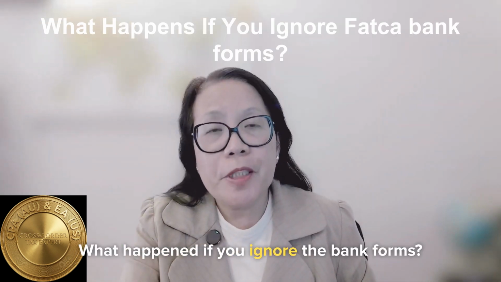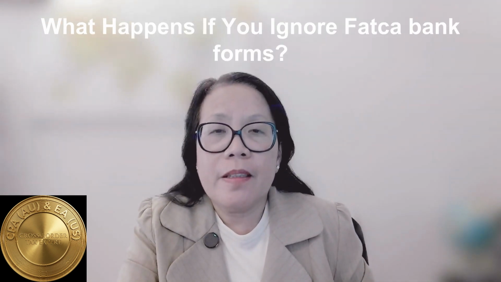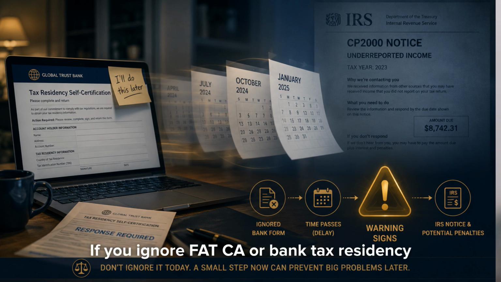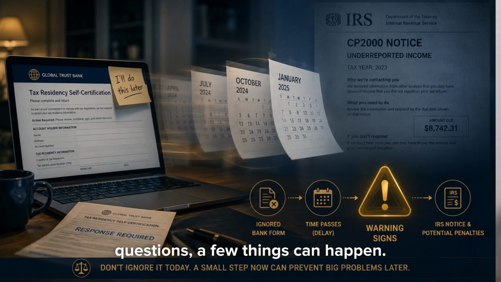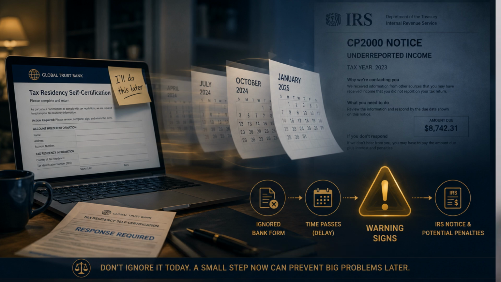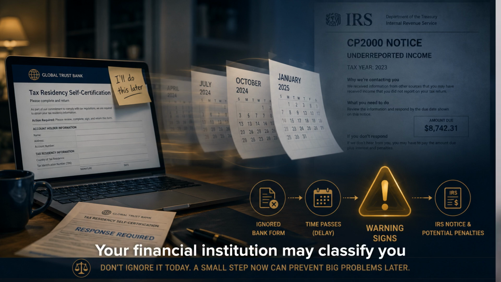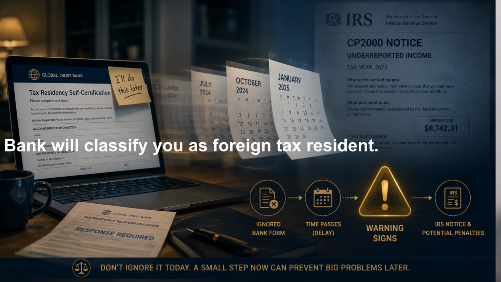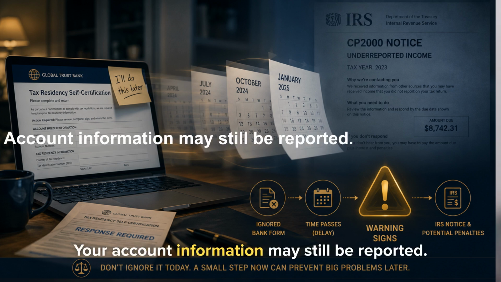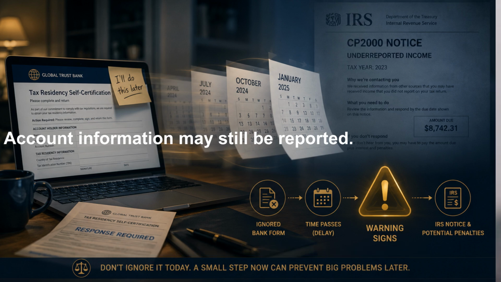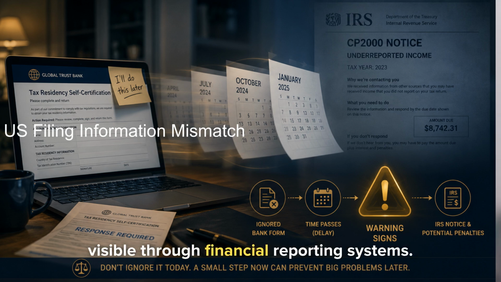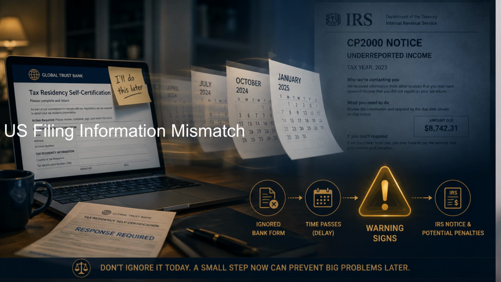What happens if you ignore the bank forms? Let's talk about what is at stake. If you ignore FATCA or bank tax residency questions, a few things can happen. Your financial institution may classify you based on available information. Your account information may still be reported. Your US filings may not match what is visible through financial reporting systems.